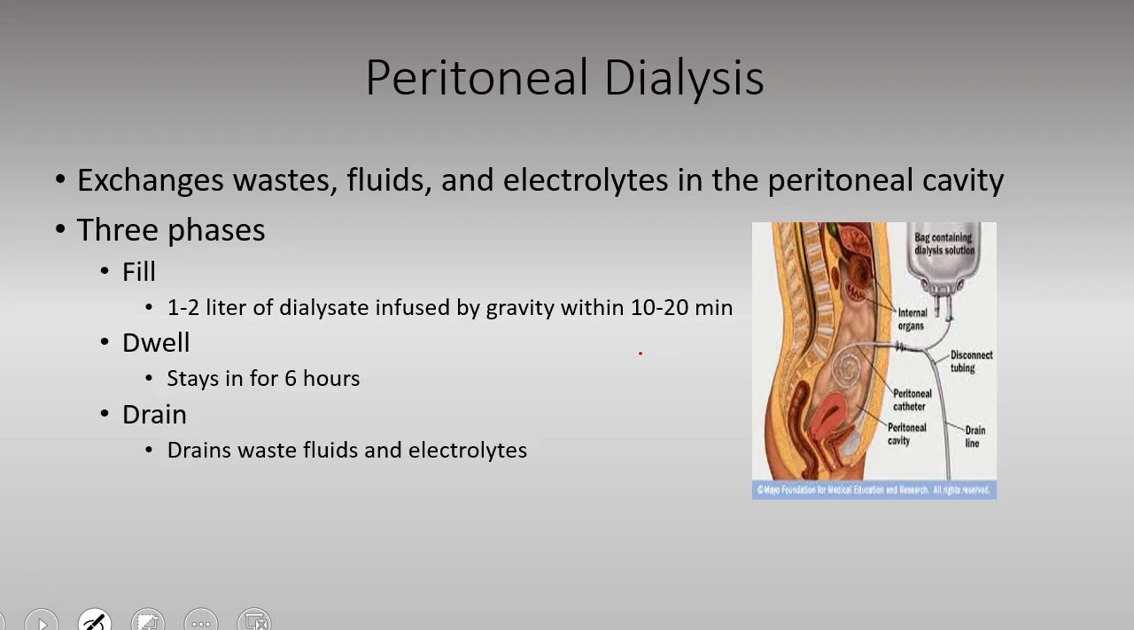So, besides dialysis, your patient can also do peritoneal dialysis. This is an exchange of waste, fluids, and electrolytes in the peritoneal cavity. There are 3 phases. You're actually going to take the dialysis solution and fill your patient. It's 1 to 2 liters of dialysate infused by gravity within 10 to 20 minutes. So basically your patient lays down, you take this solution here, and it's going to go into their peritoneal cavity.